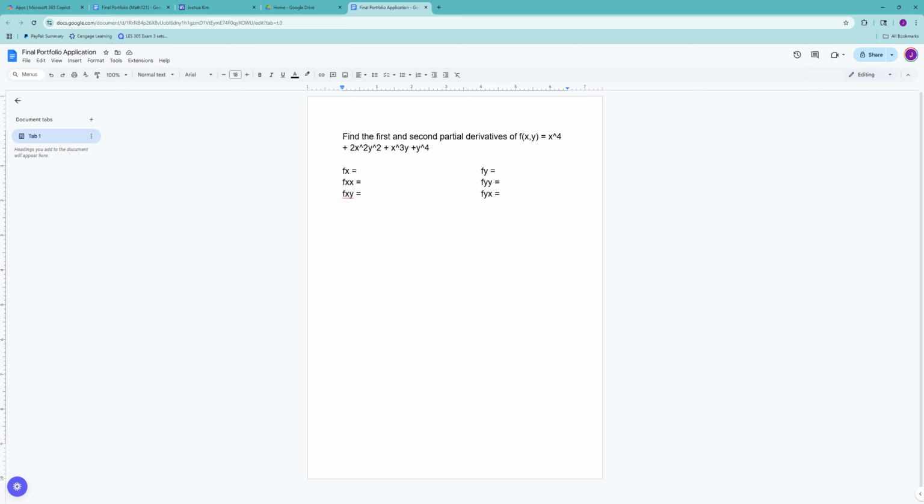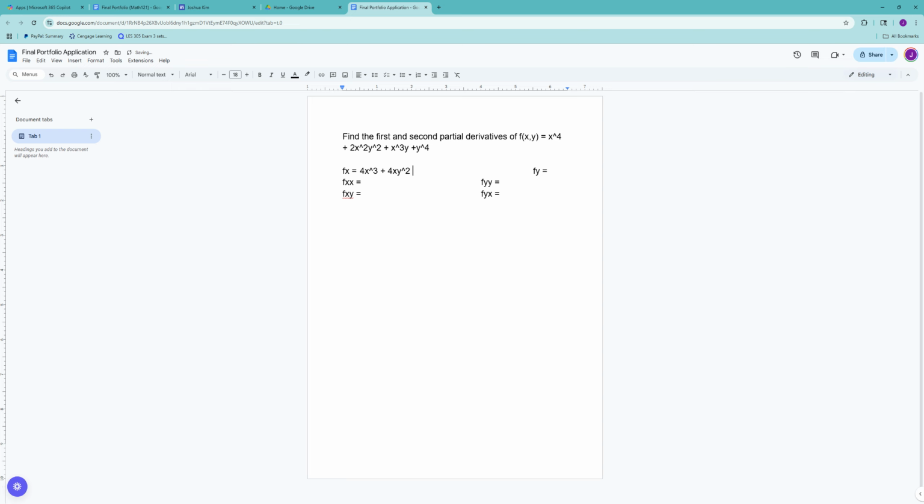To find f of x, we would do the derivative of the first portion, which would be x to the power of 4, which would be 4x to the power of 3. And then for the second portion, we would do the 2x squared, which would be plus 4x. And since it is attached to y, it would just be 4x times y to the power of 2.